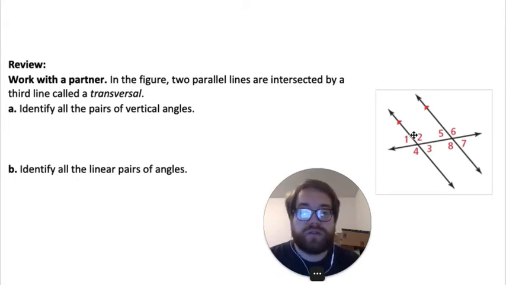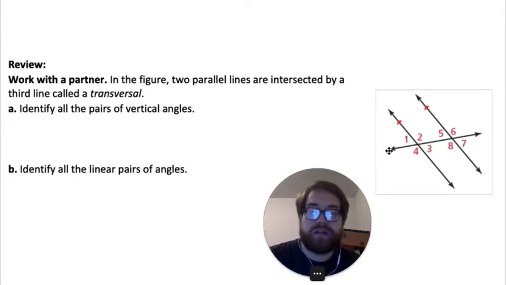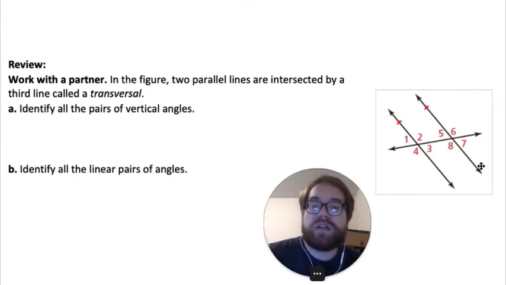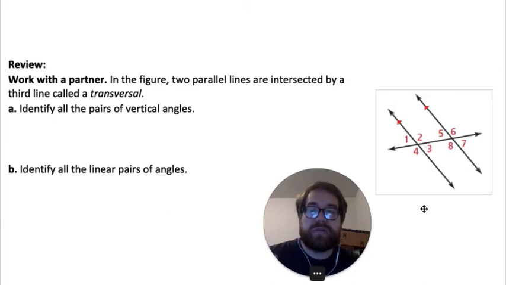So 1 and 2 form a linear pair. They're on a straight line with a common ray in the middle. 3 and 4, 5 and 6, 7 and 8, those are all linear pairs. But also 1 and 4, and 2 and 3, and 5 and 8, and 6 and 7. Your note page should show you all of those. But again, we're just reviewing what's a vertical angle and what's a linear pair, showing you need to know the vocabulary to understand what we're doing here.